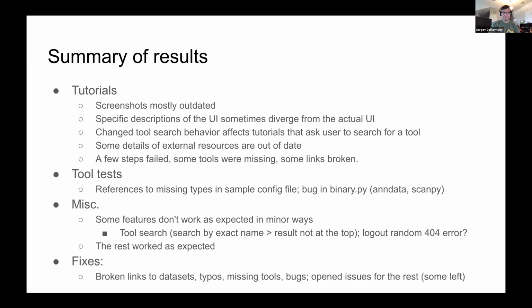Overall, let's see. Some features didn't work as expected in minor ways. The tool search. Again, the tutorial would list a tool. It would say search for this tool. It will be close to the top. It will be at the top of the results. It was nowhere to be found, or it would be closer to the bottom of the list of results. We did encounter at least once a random logout 404 error. Unfortunately, we were not able to repeat it. More or less everything else worked as expected.